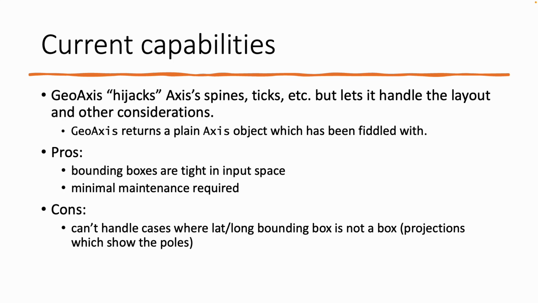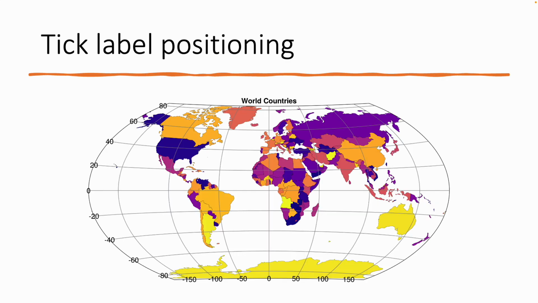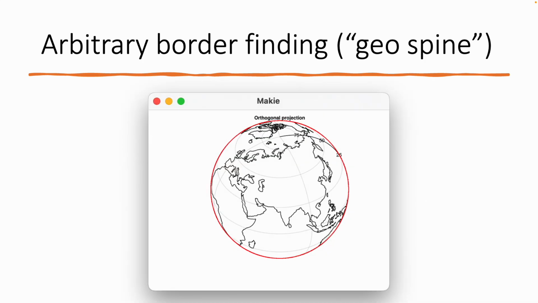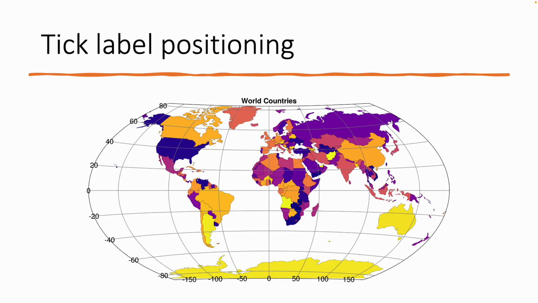The cons, it can't handle cases where the extent of valid lat-long areas is not a rectangular box in lat-long space. To give you an example, I could not plot this with GeoAxis the way it is now, because if you see this, this is the North Pole. So this is not a straight line in latitude-longitude space at all. It's actually a curve. And as it is right now, GeoAxis could not handle that.